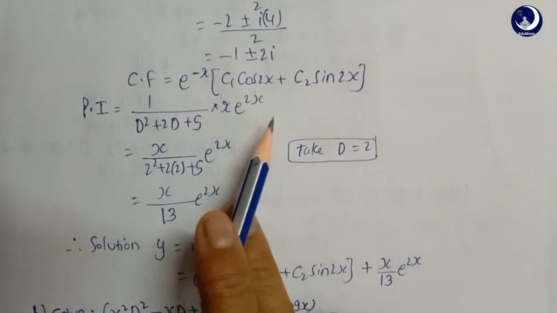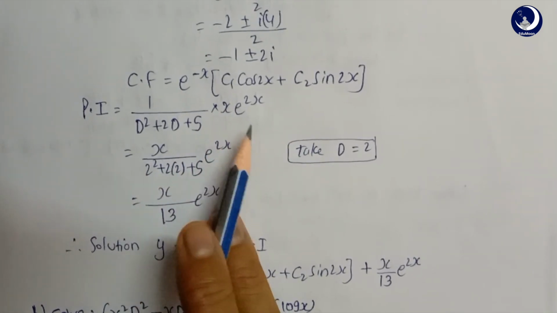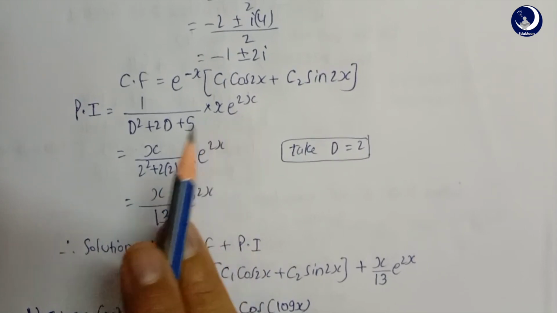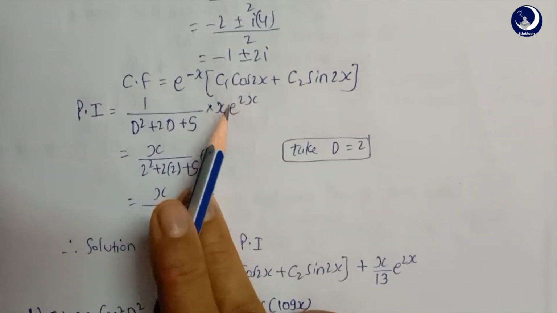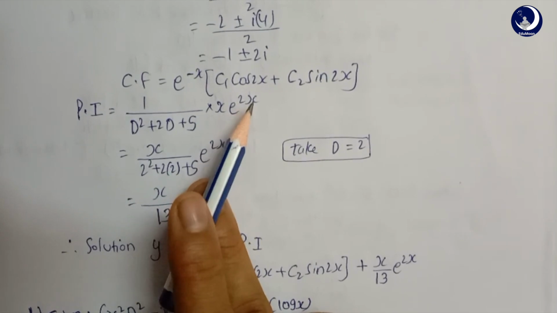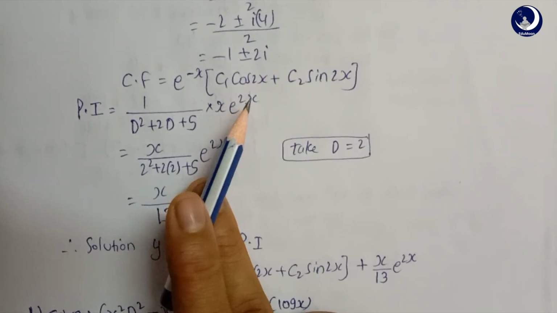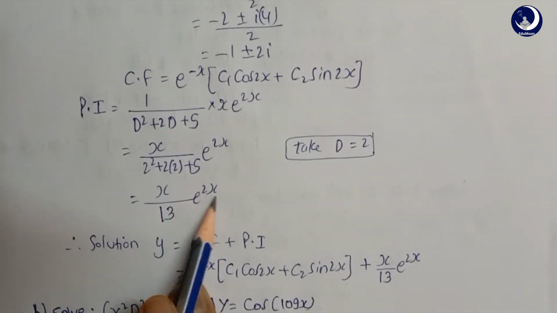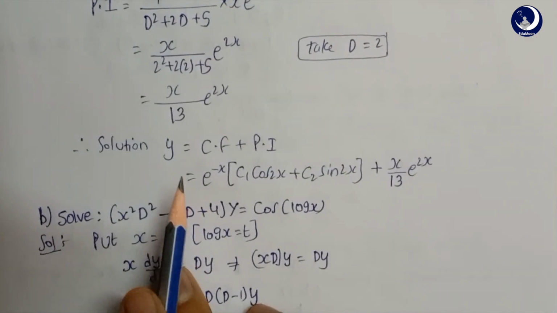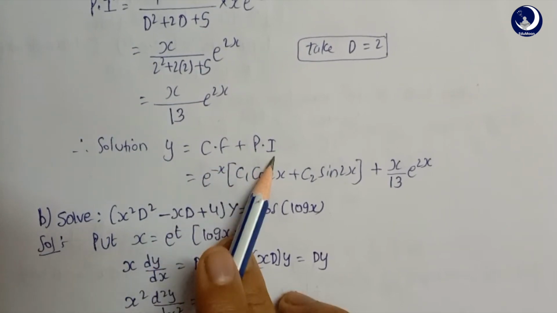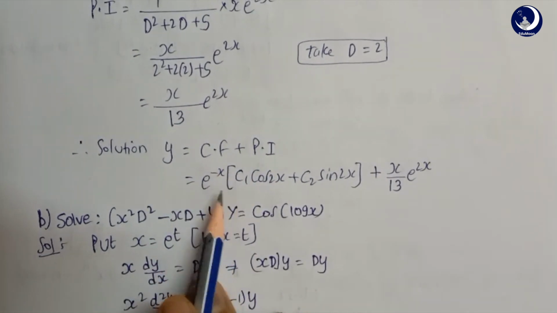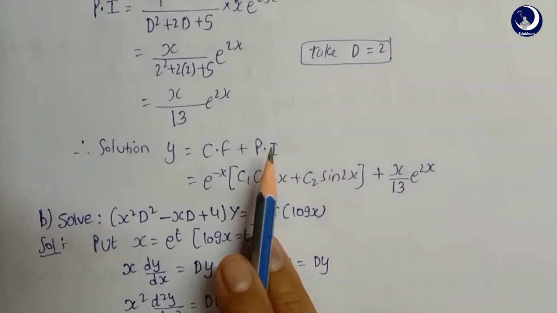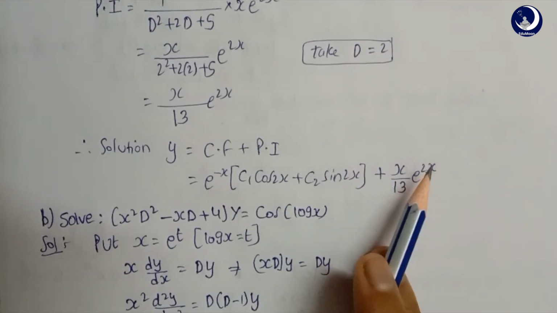Now for this form, when it comes in the e power 2x form, I have to replace D as the value given in e power ax. So I replace D equal to 2. Then I got x by 13 into e power 2x. Then the final solution was y equal to CF plus PI. We got CF, which means e power minus x into c1 cos 2x plus c2 sin 2x, and PI means x by 13 into e power 2x.